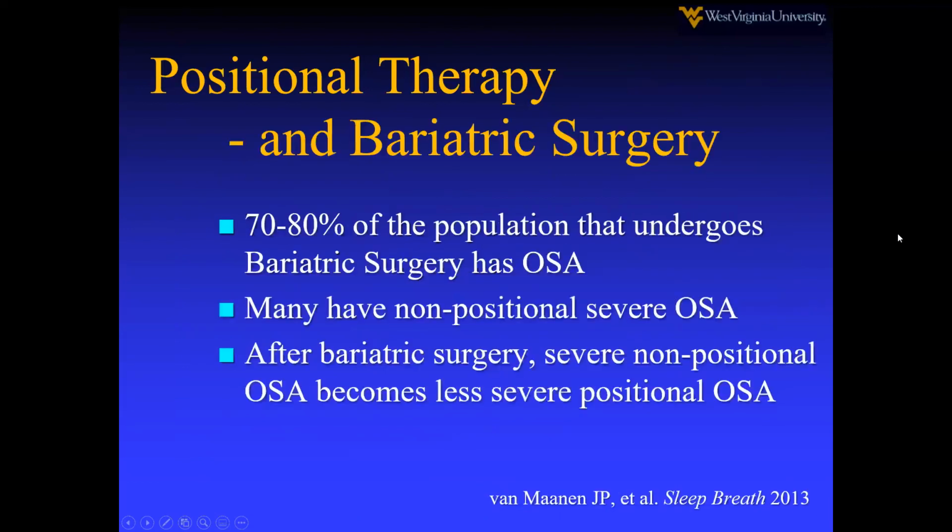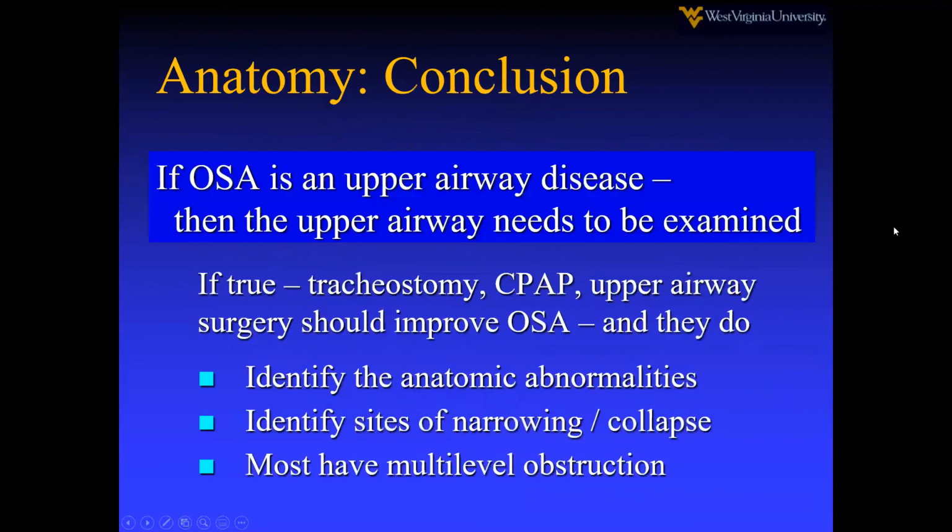What about bariatric surgery and positional therapy? Well, most of these overweight people don't have positional OSA, but after bariatric surgery, the non-positional becomes less severe with a lateral position. So conclusion, if OSA is an upper airway disease, and it is, then the airway needs to be examined or evaluated. And if this is true, then any of these procedures, tracheostomy, CPAP, upper airway surgery, should improve OSA, and they do.